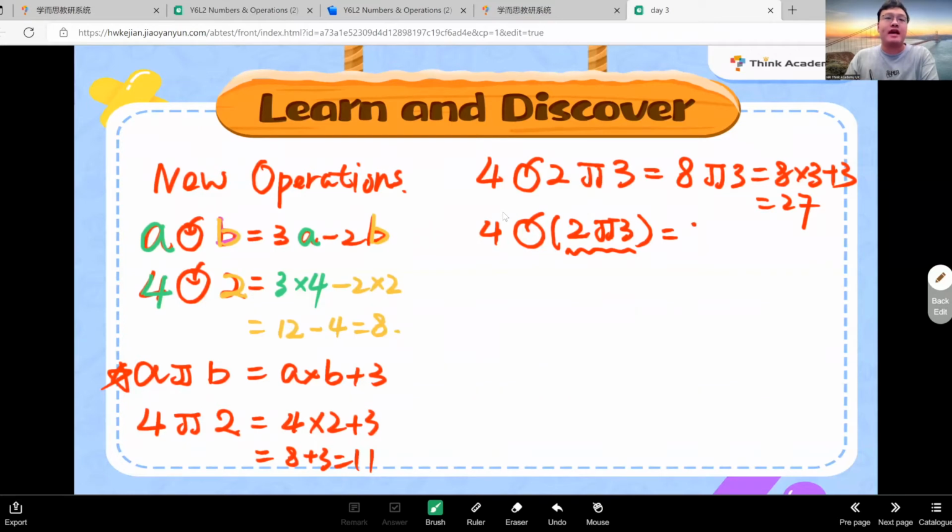2 times by 3 and add 3. What is that? So what do you get? 6 plus 3, you get 9, right? So that equals to 4 apple 9. So when you do 4 apple 9, what do you get? That could be 3 times 4 and then take away 2 times 9. What's that answer?